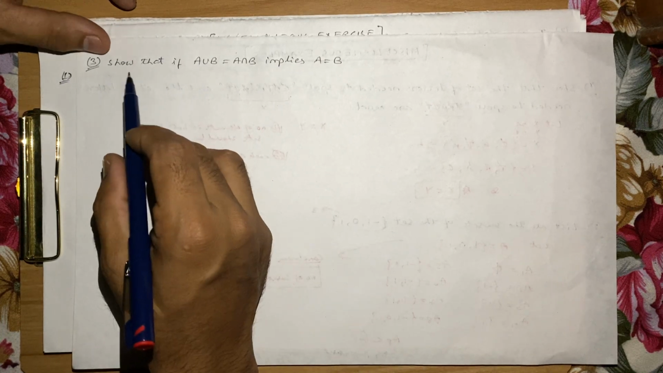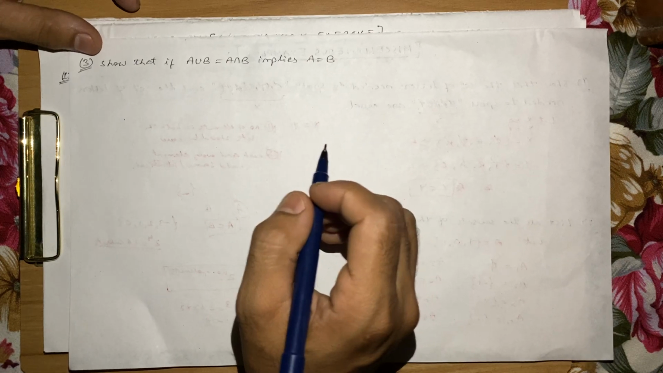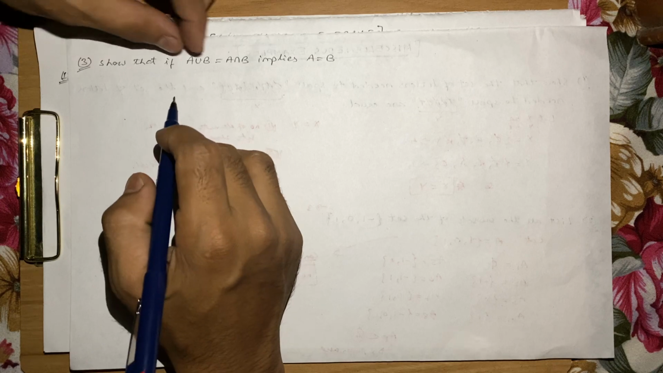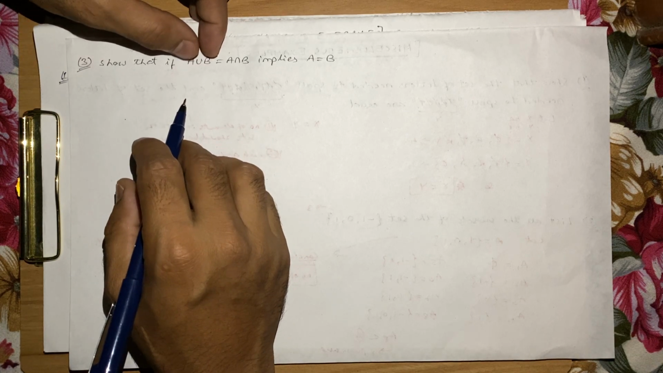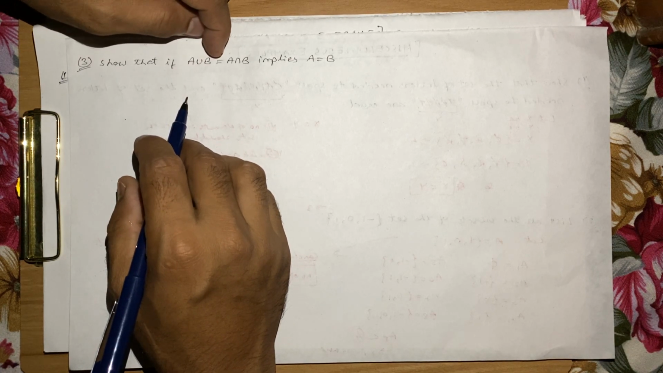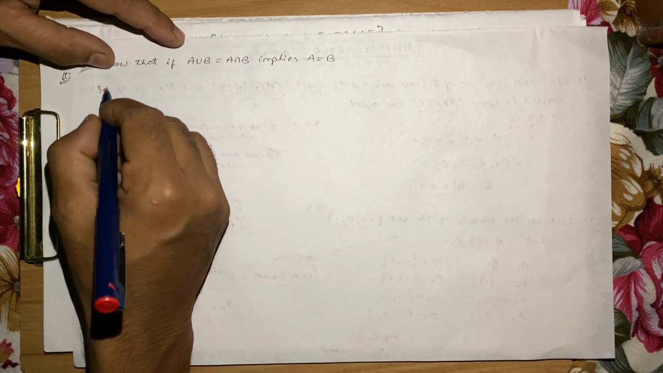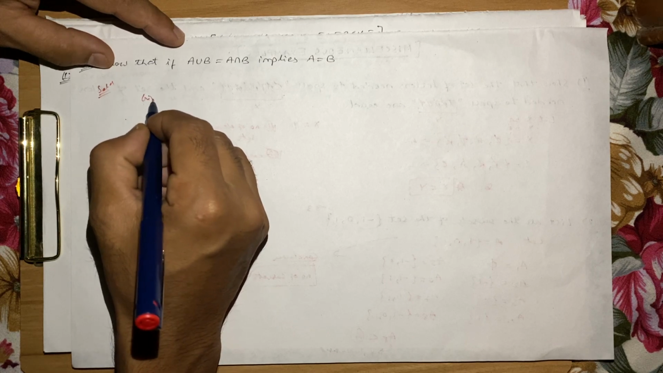So this is some kind of a proof that we need to do. Okay, so look at it carefully. Here it says A union B, meaning the combination of set A and set B, is equal to the intersection of set A and set B. This is the given condition. So if I write the solution of this, given is what?